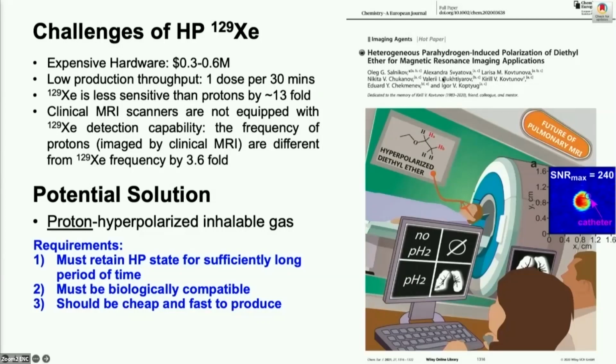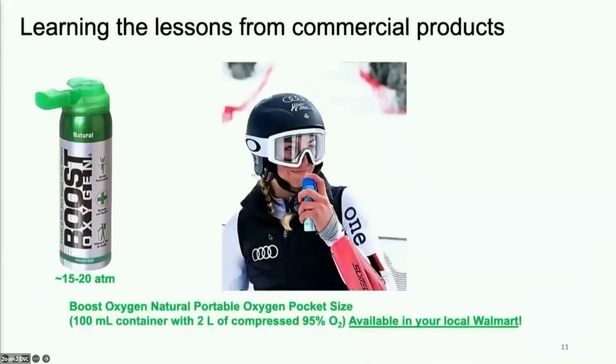So here's a slide from our collaborators, and this is kind of the dream of using diethyl ether as a hyperpolarized agent. Perhaps they're taking it a little bit too far, but that's how they think it can be done. There are several requirements if you want to do it properly. One is the hyperpolarized state must be retained for a sufficiently long period of time to be able to produce the dose, give it to a human subject, wait, do the imaging, and then exhale. It must be biologically compatible, and should be relatively cheap and fast to produce.